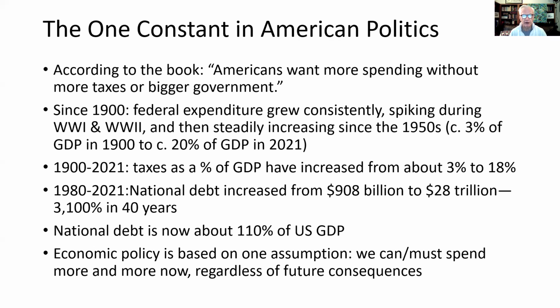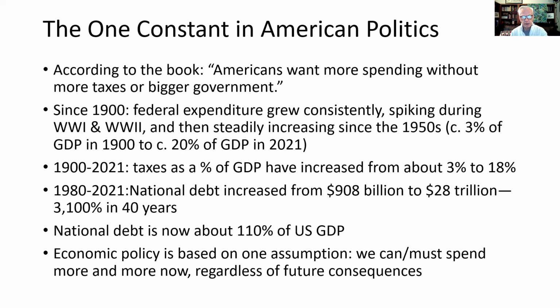Since 1900, federal expenditure has grown pretty consistently. It's spiked, particularly during World War I and World War II, huge military undertakings. And after both of those wars, the government's budget tended to decline. But after World War II, it never really declined as much as it had after World War I. Since the 1950s, the federal budget has consistently grown over the years.